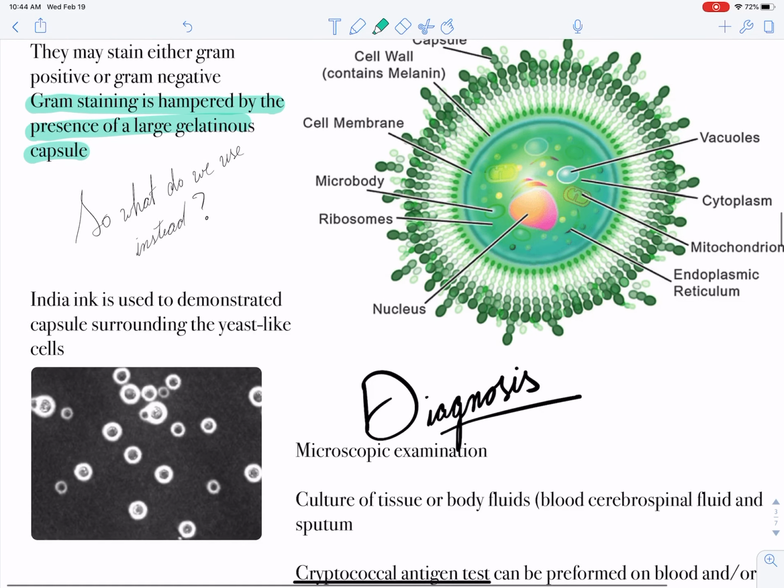What do we use instead? So we're going to use India ink. This is going to be a negative stain. As you can see down here, the individual cells themselves haven't necessarily been touched by the stain. It's the background that has turned a different color to make them more visible.